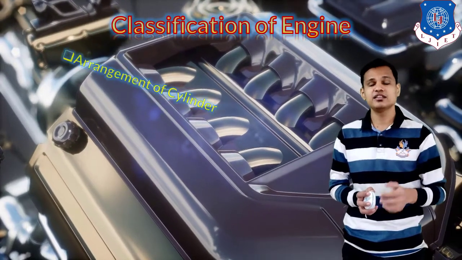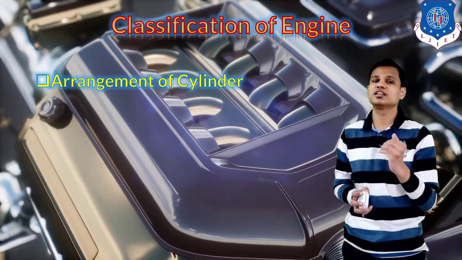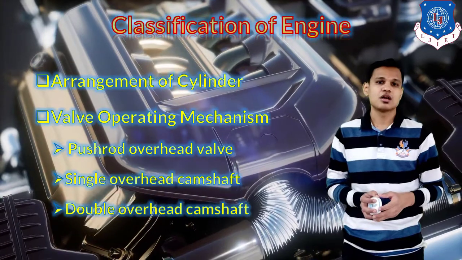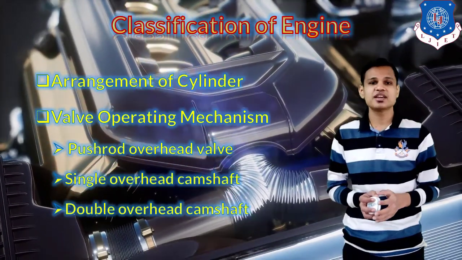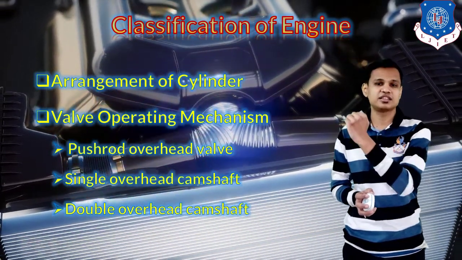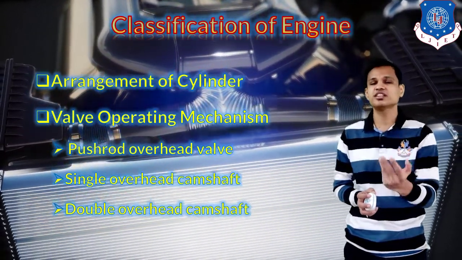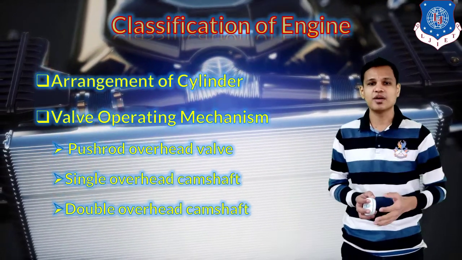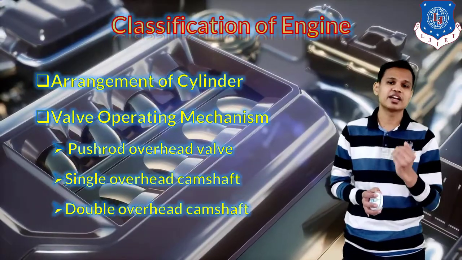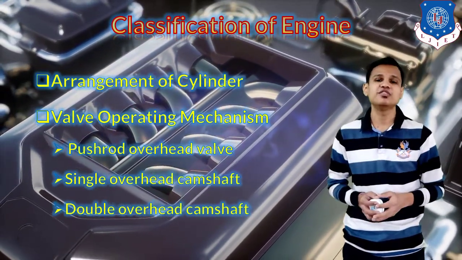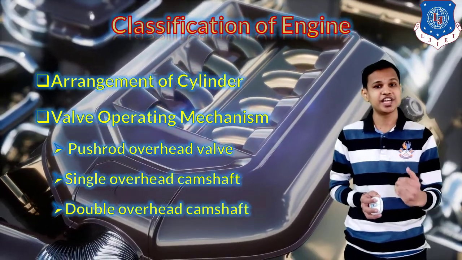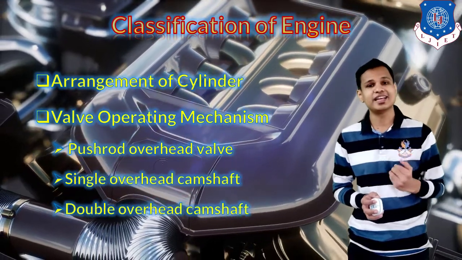The next criterion is the arrangement of the cylinders, how the cylinders are arranged in the engine. The cylinders can be arranged inline or as a V-cylinder engine. These are the different types of cylinder arrangements. If we are using a single cylinder, then the cylinder arrangement does not matter. But if we are using a multi-cylinder engine, then the arrangement of the cylinders can differ according to the requirement. Also, there is the engine classification based on the valve operating mechanism.